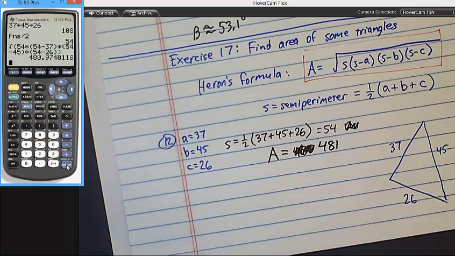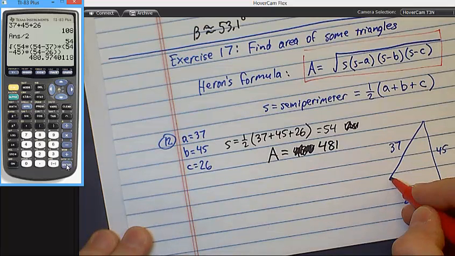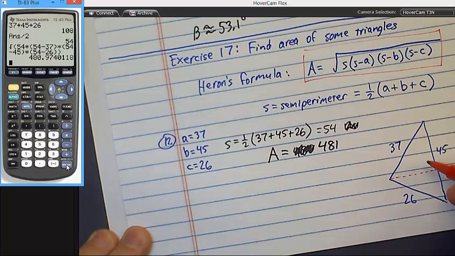Well, you could use any of these as a base, but what else do you have to draw? You have to draw a height, h, right? And what I know about the height is I have to make it perpendicular. So think about what you'd have to do. How would you determine what that h is?